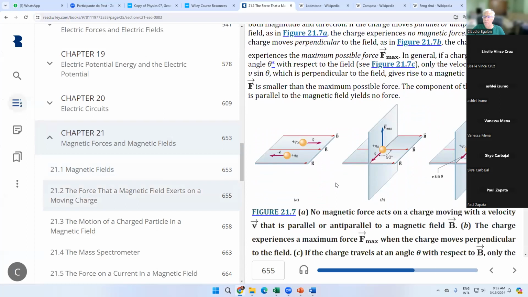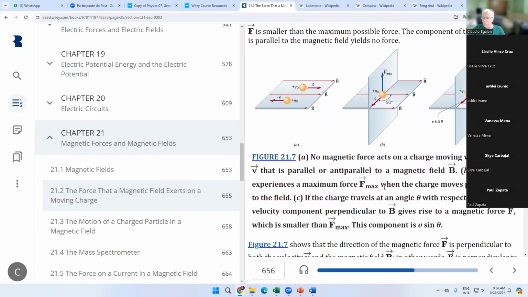Okay, let's take a look here. Same thing that I mentioned, right? See that? Zero force, because the velocity vector is parallel to the magnetic field vector. Velocity perpendicular, the force is maximum. Even if the velocity makes an angle with the magnetic field, like here, here's the velocity vector right in here, you still have a magnetic force, but it's going to be weaker than this one here, okay?